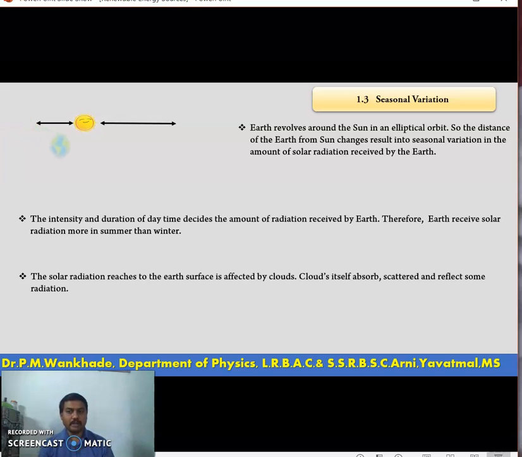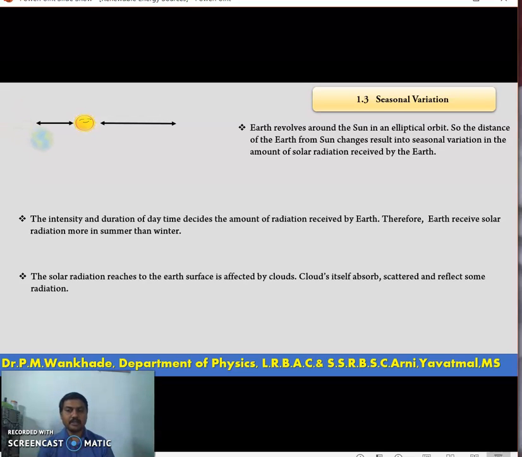The amount of radiation depends on the duration of day. The radiation is more for longer duration of daytime, and their intensity together decides the amount of radiation received by the Earth. Definitely it is higher in the summer season, that is right now, and it is quite lower in the winter one.